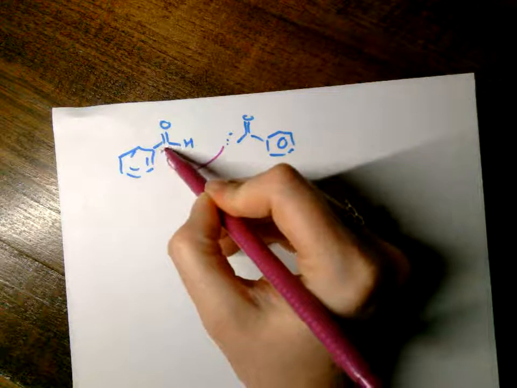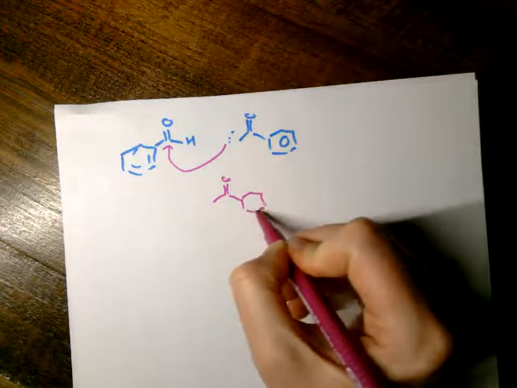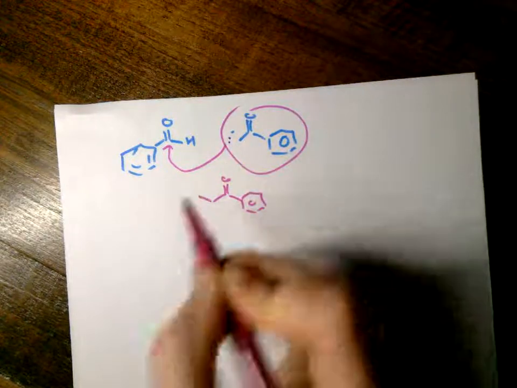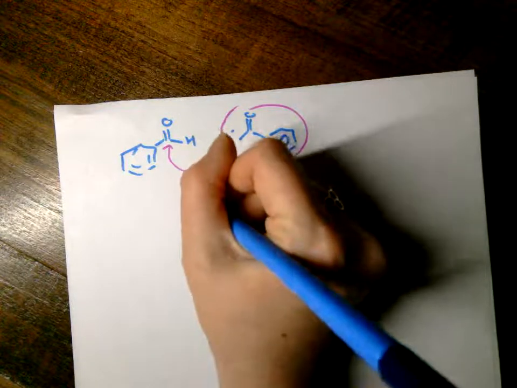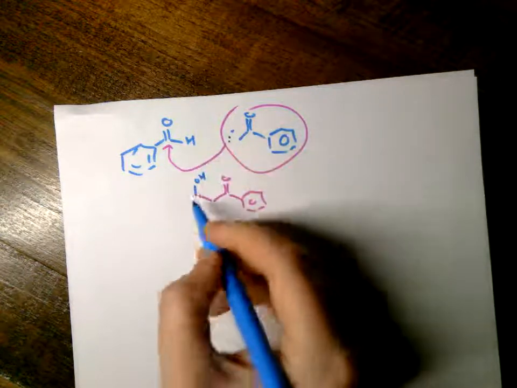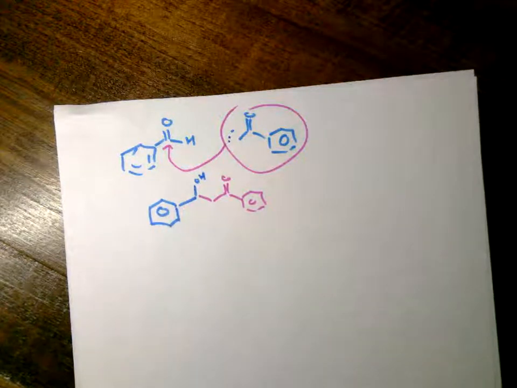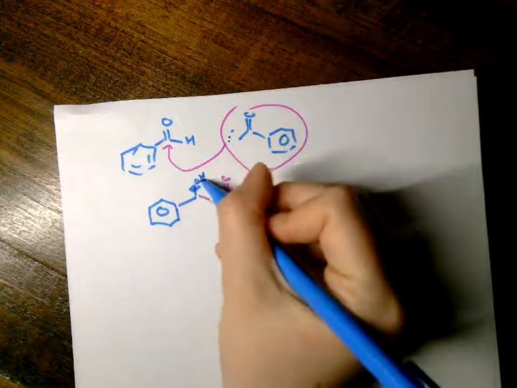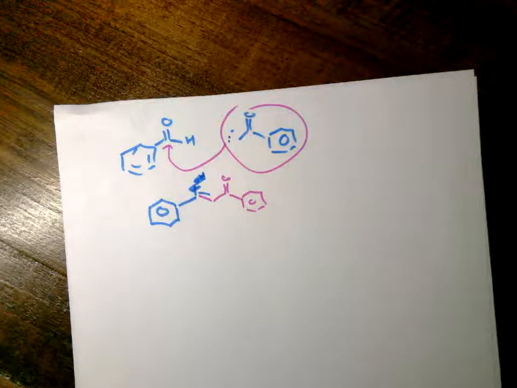So this comes in attacks. So this one's all pink. And these electrons right here form a bond. And you get your O minus, but it gets protonated to become OH. We would do an acidic workup, but actually we would let it go long enough to where this leaving group would leave, and you would get your condensation product.